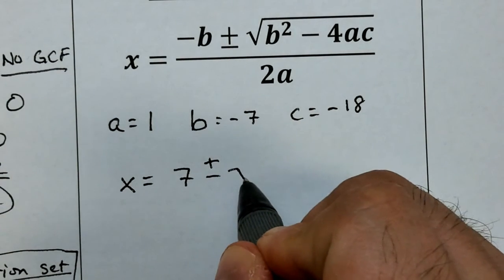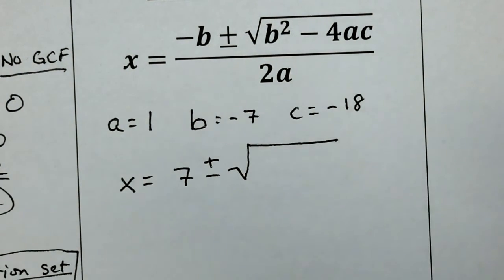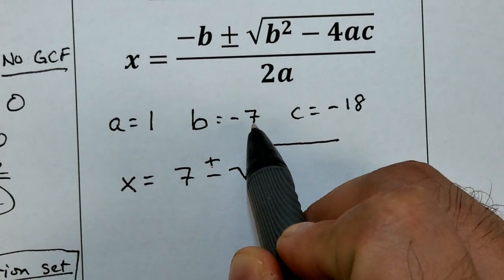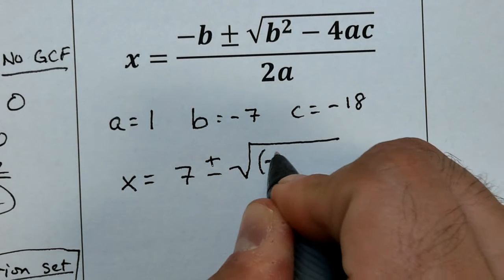And then we have the square root of b squared. Now this is important. Because this has an exponent, and because I'm going to substitute negative 7 in here, you will need parentheses.